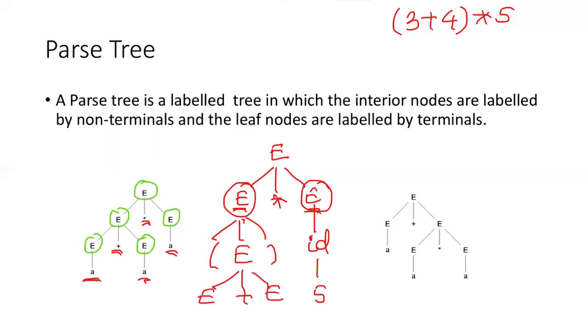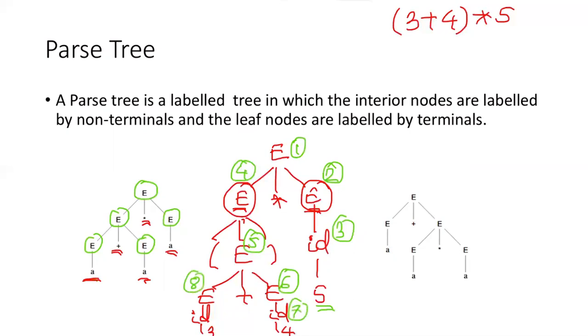Okay, then I replace this with ID and then here I get a 4. Then this I replaced with ID and here I get a 3. Now if we look at the labeling, first I started with this, then I expanded 2, then I did this 3, and then I got this terminal symbol. Okay, then this is the 4th expansion that I did, this is the 5th, this is the 6th, then this is 7th, this is 8th, and this is the 9th.